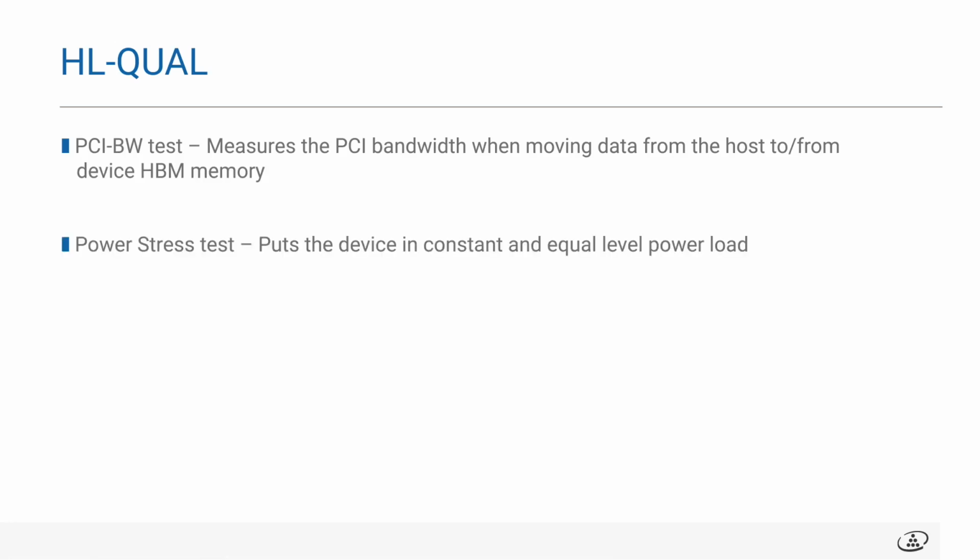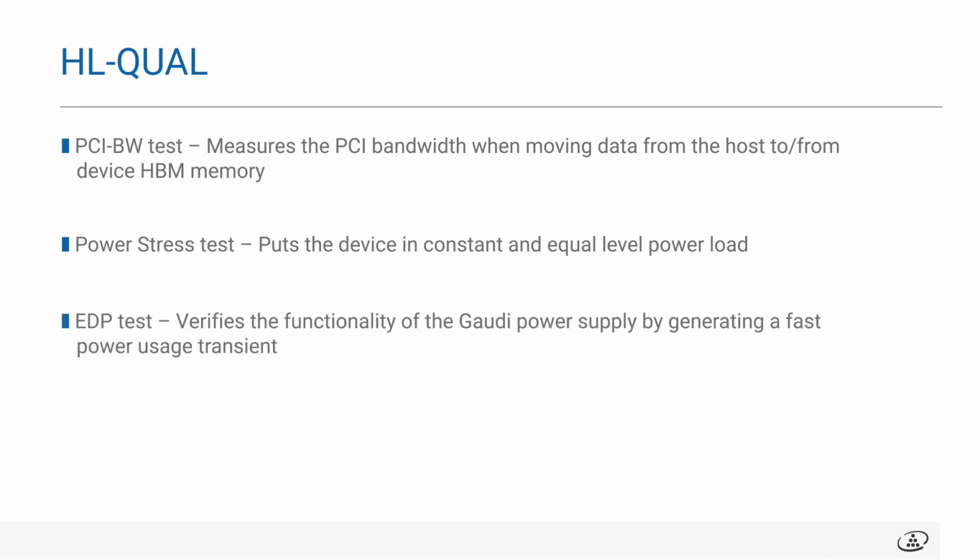The power stress test puts the device into constant and equal level power load. It can be used for, but is not limited to, thermal stress tests, power limiter and clock relaxation mechanisms, and checking for long work periods in typical power workloads. The EDP test verifies the functionality of the Gaudi power supply by generating a fast power usage transient from low power to high power, and vice versa.